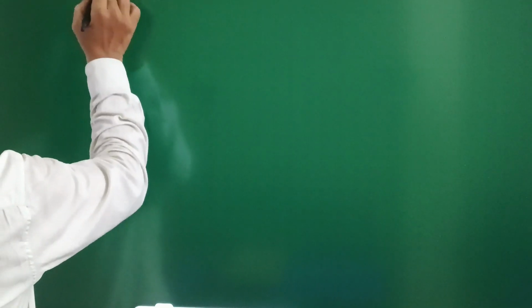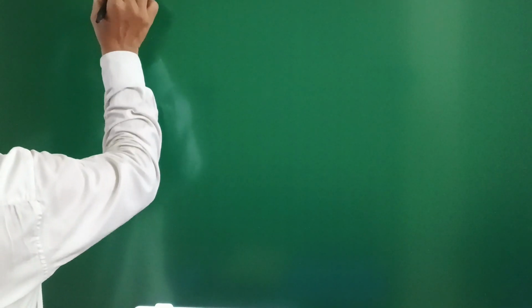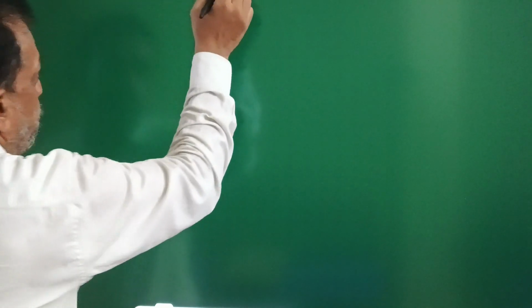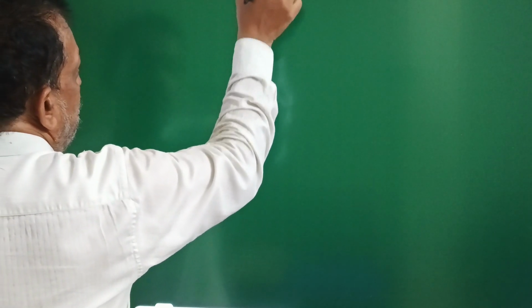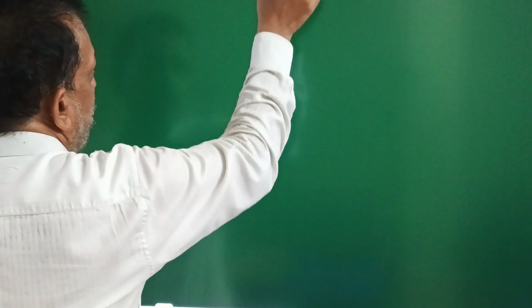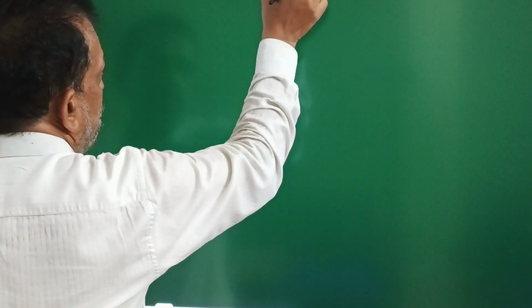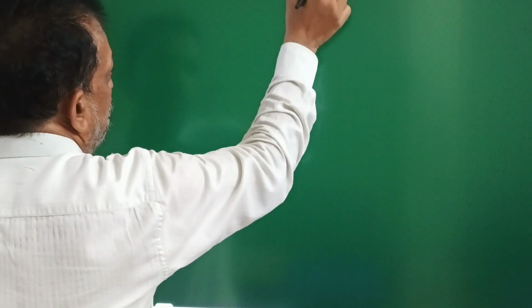Write the dimensional formula of mu naught and its unit. So what is the question? Write the dimension formula of mu naught.